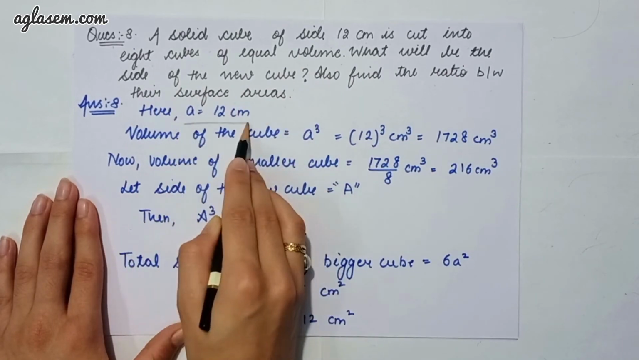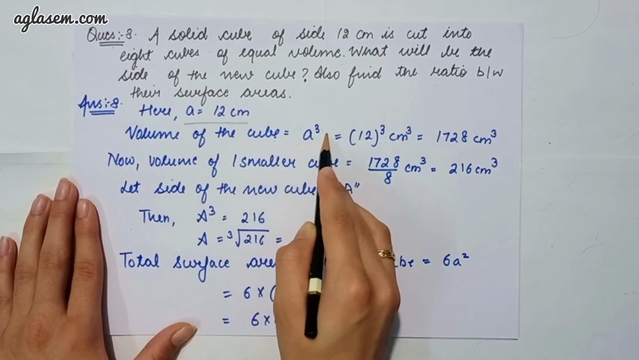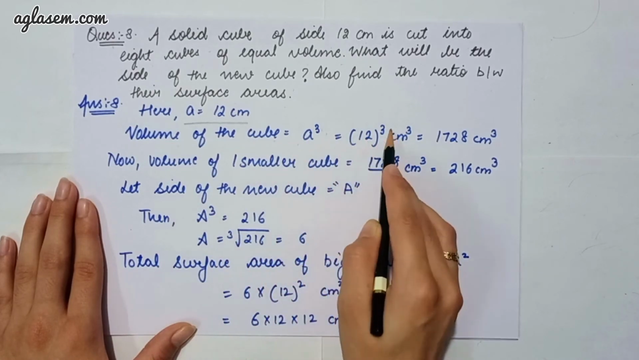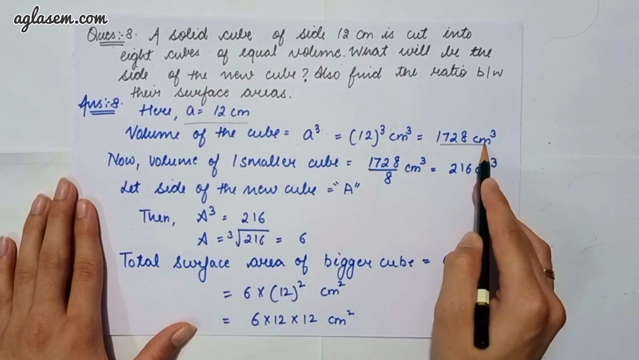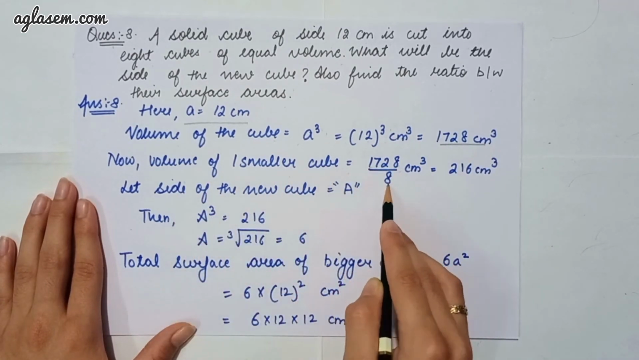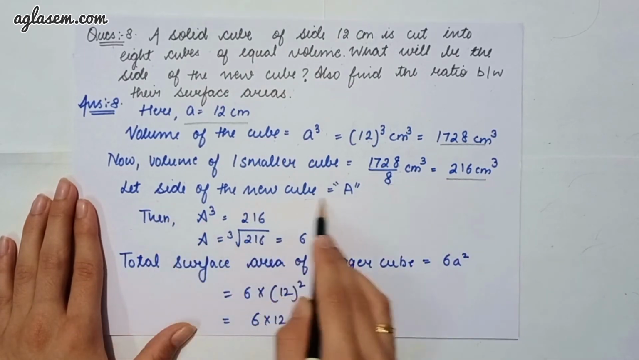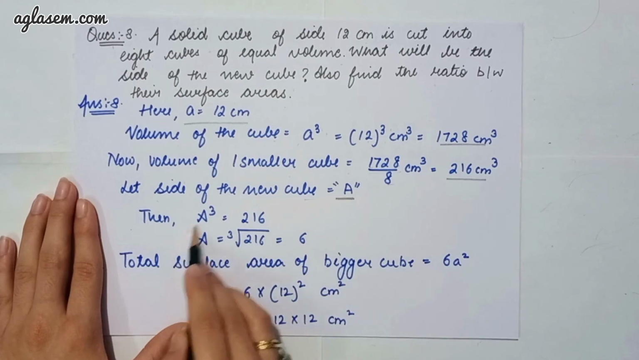Here A is equal to 12 cm, that is given to us. Volume of cube is A cube. So A, that is 12 whole cube, will be our 1728 centimeter cube. So volume of one smaller cube, that is 1728 divided by 8, which will give you 216 centimeter cube. Let the side of a new cube be capital A. So A cube, that is 216. So A will be 6.